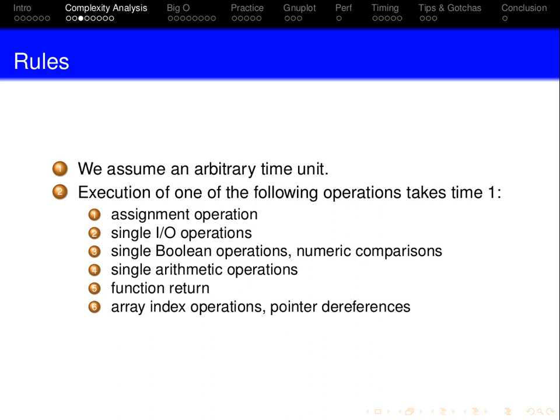Rules. To do this, we're going to simplify our lives as much as we possibly can. We're going to assume an arbitrary time limit. You can make it whatever you want: a nanosecond, a millisecond, a whole second, 10 years, I don't care. Whatever. We're just going to assume that each of these takes one time unit: assigning, an IO operation, aka you get something from the keyboard, single Boolean operations, numeric comparisons, any arithmetic operations, a function return, array index, a pointer dereference.